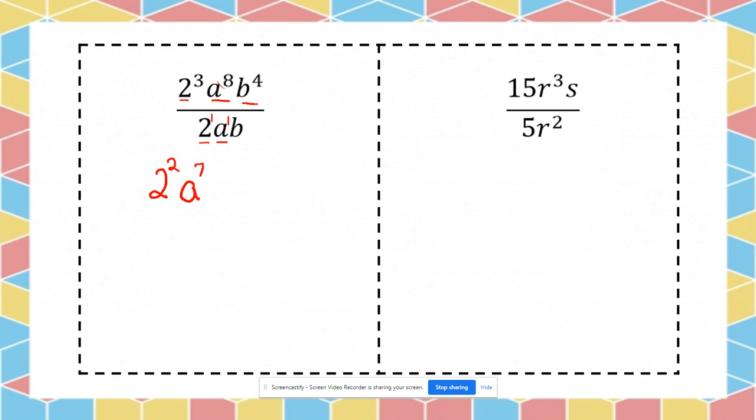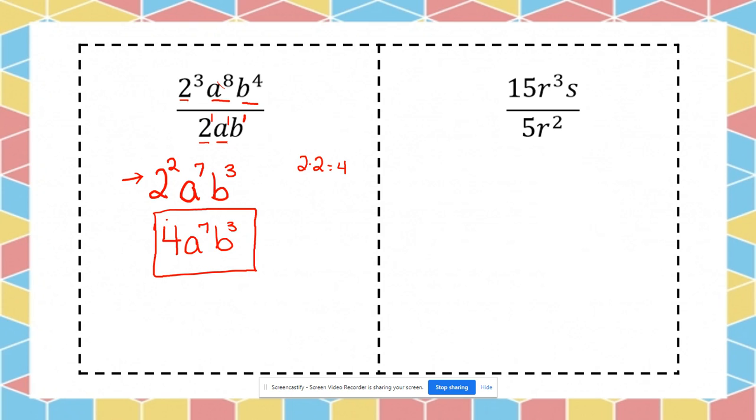And then my b's. This b has an exponent of 4. My b in my denominator has an invisible exponent of 1. So 4 minus 1 gives me b to the third power. Again, I have an exponent of 2 here, so I can actually take this and simplify this. This 2 tells me to multiply the base by itself twice, so I'm going to do 2 times 2, which gives me 4. So I can simplify this to be 4a to the 7th, b to the third, and this is going to be my solution.